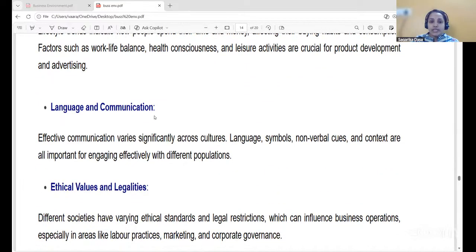Language and communication. Language, that is in the form of symbols, non-verbal cues, and the context, is very important for engaging effectively with different populations. A business cannot run in isolation. They have to expand their business operations in different areas. Hence, language is most important to understand and to operate the business in that particular context. So understanding the language and communicating with the different cultures is very important for any business.